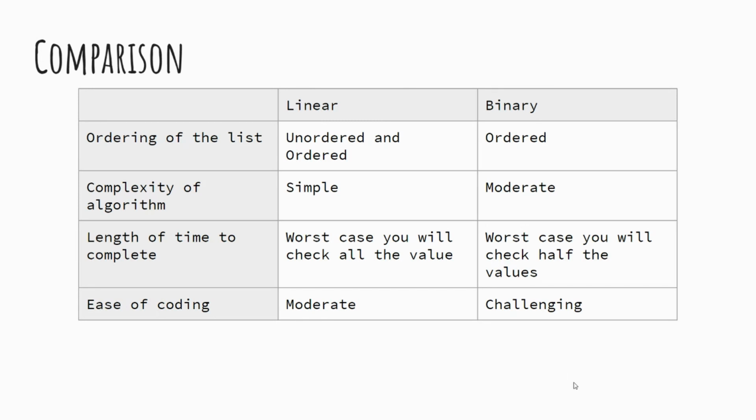When it comes to coding these, a linear search is moderately difficult to code. It's not impossible, but you may find it a challenge. Whereas a binary search can be quite tricky and challenging to consider in how you calculate the midpoints of the list. But I'll show you some examples of the code as well.